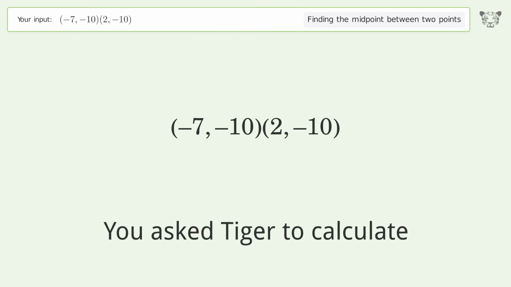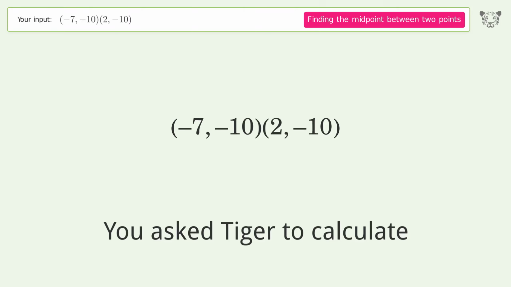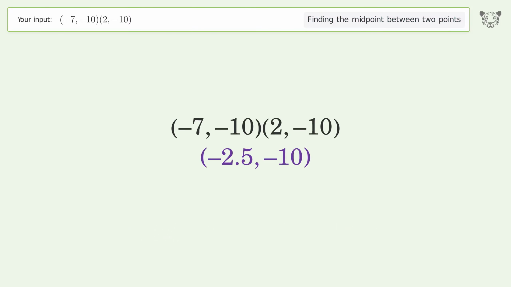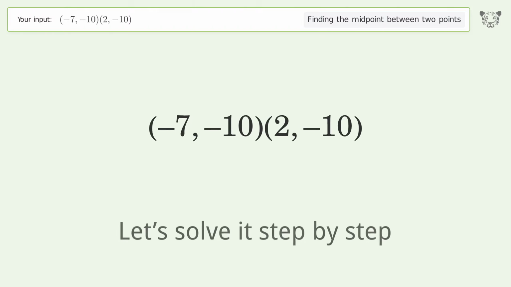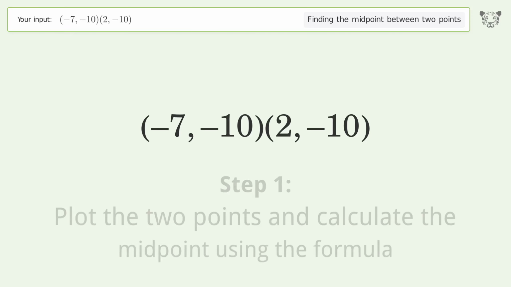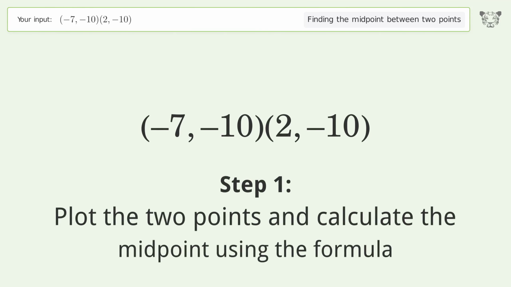You ask Tiger to calculate. This deals with finding the midpoint between 2 points. The midpoint between the 2 points is -2.5, -10. Let's solve it step by step. Plot the 2 points and calculate the midpoint using the formula.